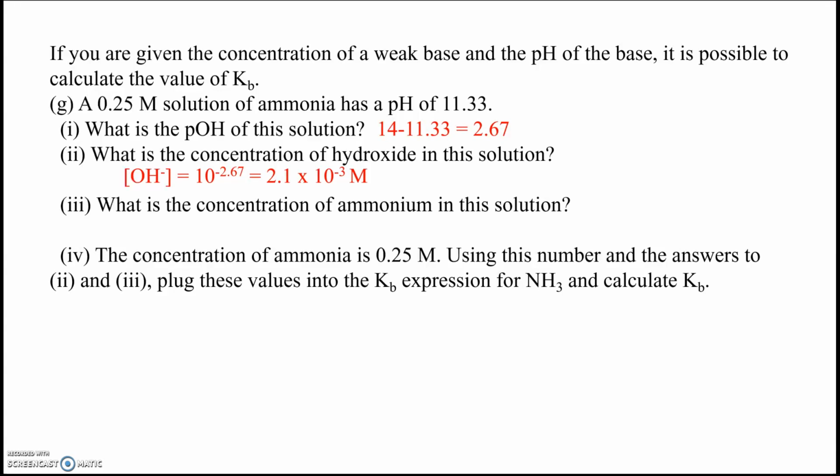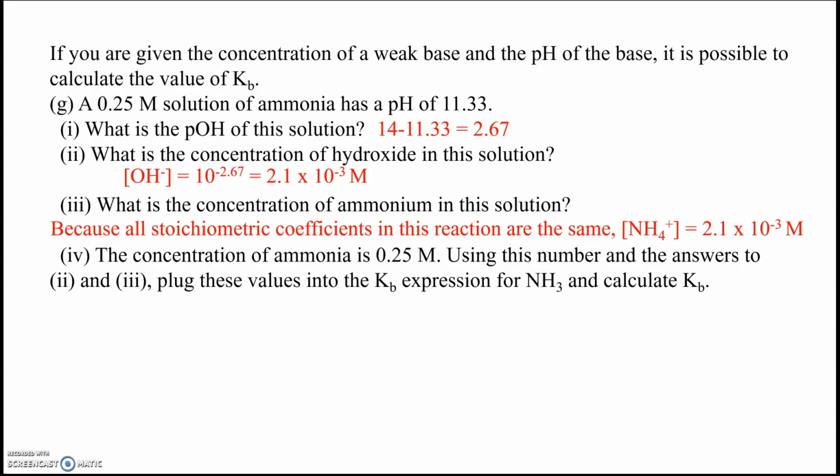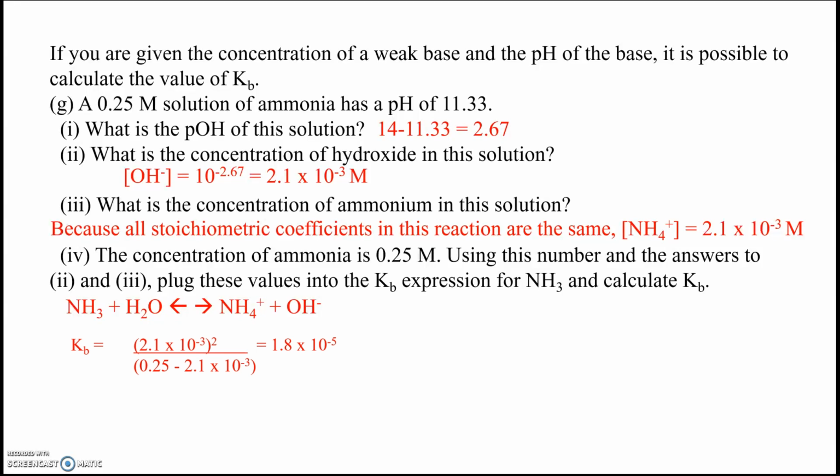What's the concentration of ammonium in this solution? Because the stoichiometric coefficients are all the same, the ammonium concentration is the same as the hydroxide ion concentration. And we're going to plug these into the Kb expression. There's our reaction equation. There's our Kb expression. We plug in our numbers and we get 1.8 times 10 to the minus fifth, which happens to be the same number as the Ka for acetic acid, but this is strictly a coincidence. These two reactions have nothing to do with each other.